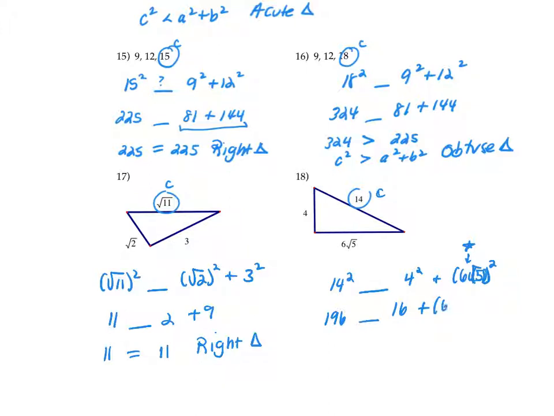And what it does is it's going to do 6 square root of 5 times 6 square root of 5. So in other words, it's going to take that 6 and square it and get 36, and it's going to take the square root of 5 and square it and get 5. So we'll have 196 on the left-hand side. Then we have 16 plus 180. So if we know what happened here, I gave you another right triangle. 196 would be equal to 196. So we have a right triangle.